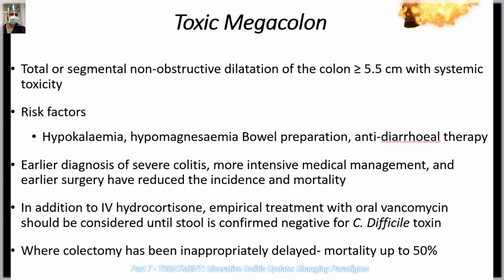In addition to IV hydrocortisone, empirical treatment with oral vancomycin should be considered until the stool is confirmed negative for Clostridium difficile toxin, the CDT should be negative. Where colectomy has been inappropriately delayed, mortality is up to 50%. So active decision making is required and emergency surgery should not be delayed, otherwise mortality up to 50% has been reported in the literature.